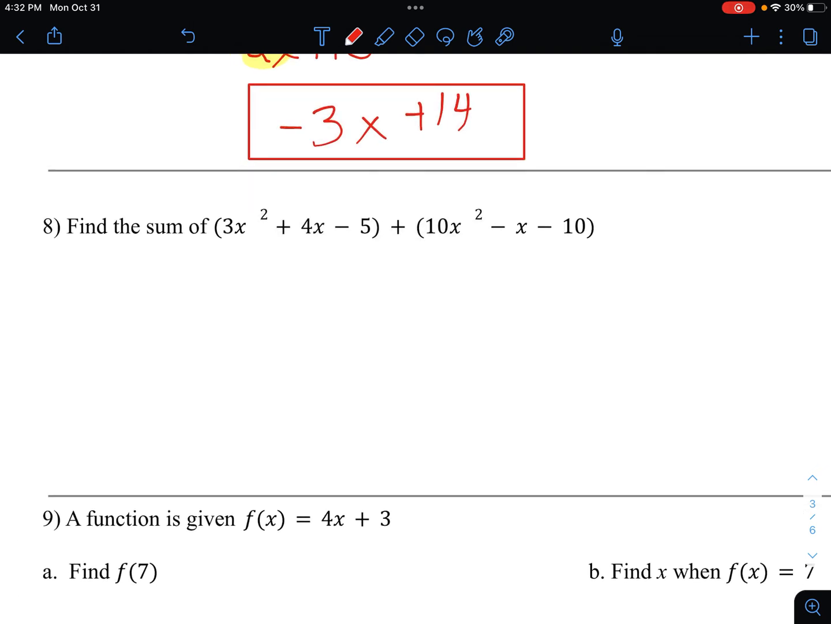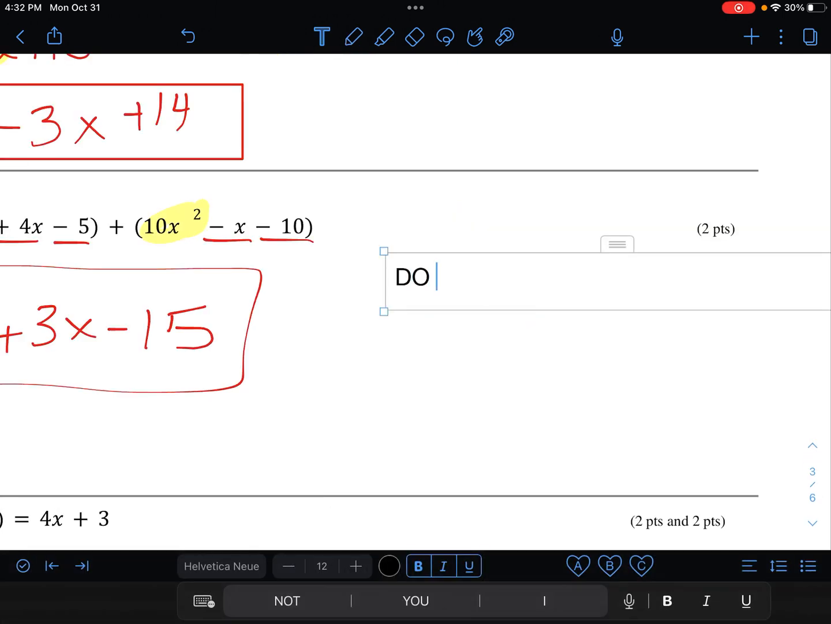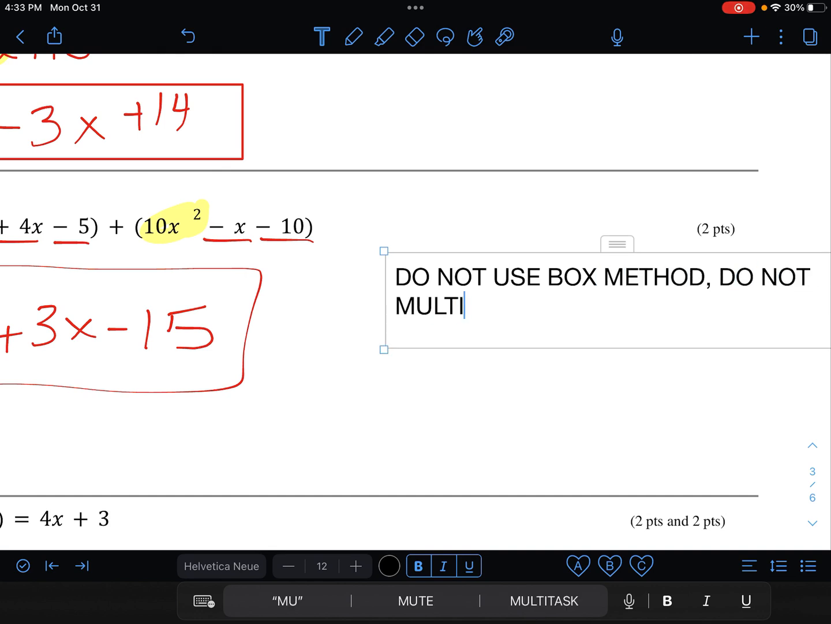And then finding our sum, all right, we don't have to distribute anything here. We can just go through and combine like terms. So I have 3x squared plus 10x squared, which is 13x squared. I have 4x minus 1x, which is positive 3x. I have negative 5 minus 10, which is negative 15. Okay, again, when we're adding, all we need to do is combine like terms. I'm going to put this over here so that we know. Do not use box method. Do not multiply.